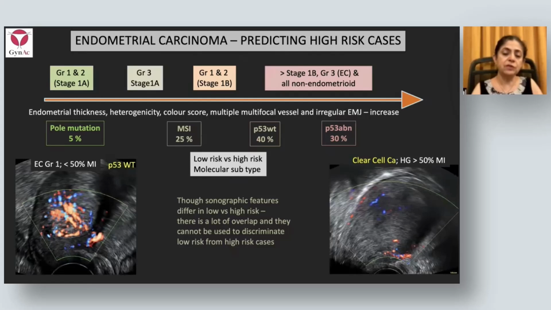So those sonographic features differ in low risk versus high risk because of so much overlap. They cannot be used to discriminate cases on ultrasound as low risk and high risk. Here, for example, you have a patient with very high vascularity and a thick endometrium, which was just grade 1 endometrioid carcinoma with less than 50% myometrial invasion. Whereas here is a clear non-endometrioid pathology, which has a poorer prognosis, high grade with more than 50% myometrial invasion.